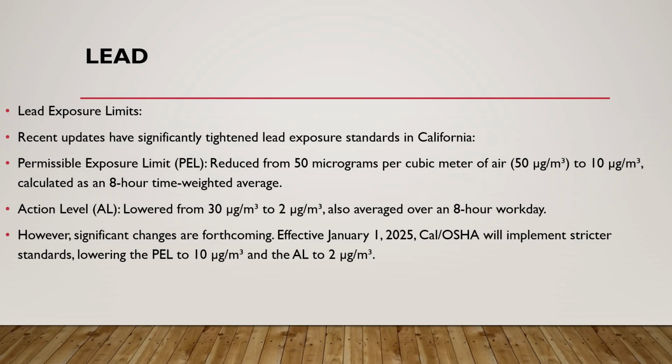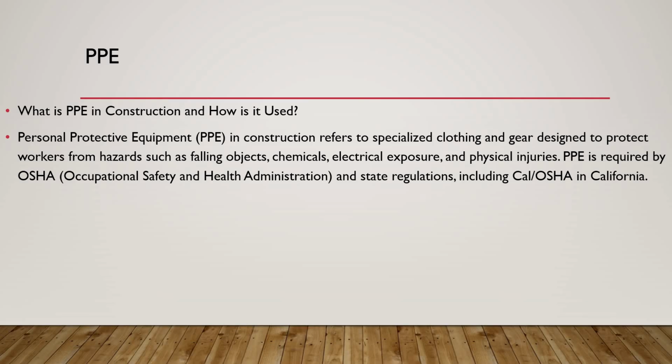Effective January 1st, 2025, Cal OSHA will implement stricter standards, lowering the PEL to 10 micrograms per cubic meter, and the action level to 2 micrograms per cubic meter. What is PPE in construction and how is it used?